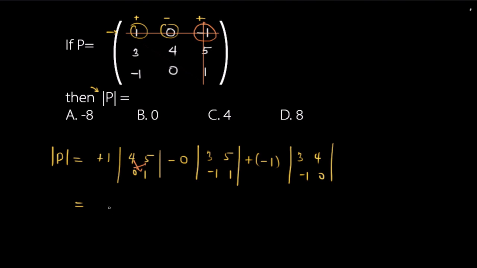That is 4 times 1. So it's going to be 1 multiplied by 4 times 1, that is 4, minus 5 times 0, that is 0. Then -0 into, so similarly 3 times 1, that is 3, minus 5 times -1, that is -5. Then plus times negative, you have -1 into, so again 3 times 0, that's going to give you 0, minus 4 times -1, that would give you -4.